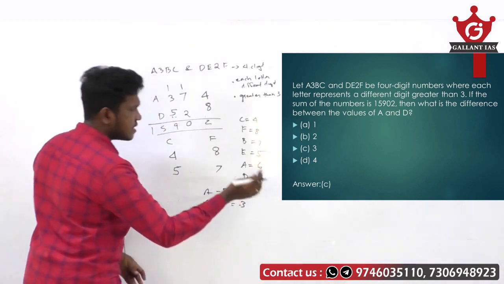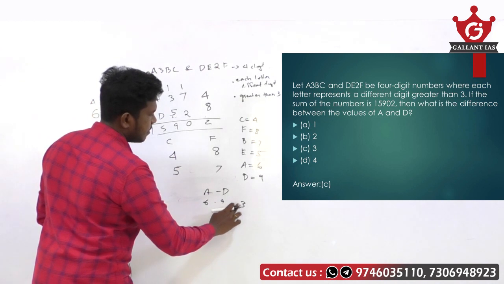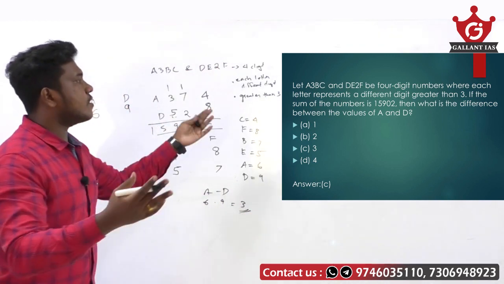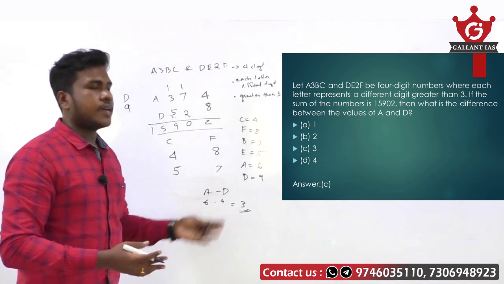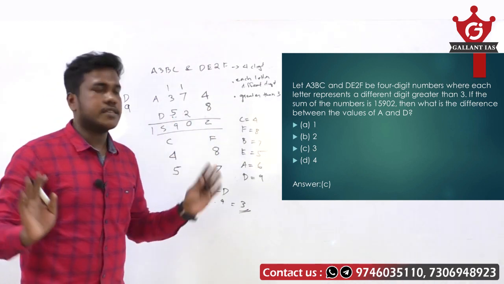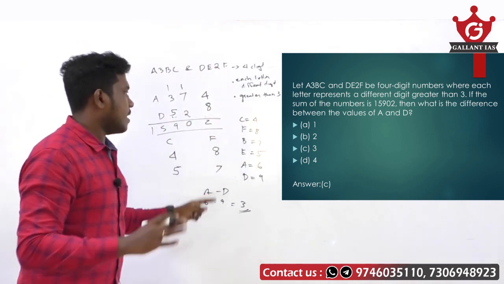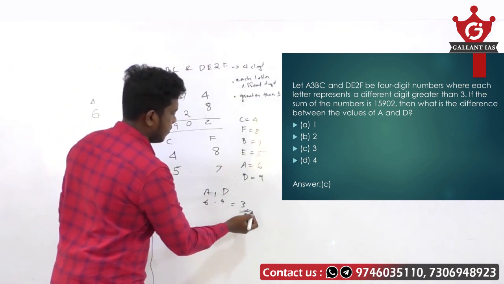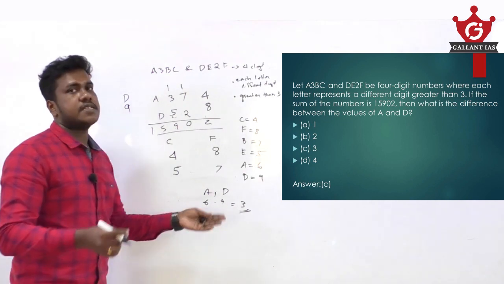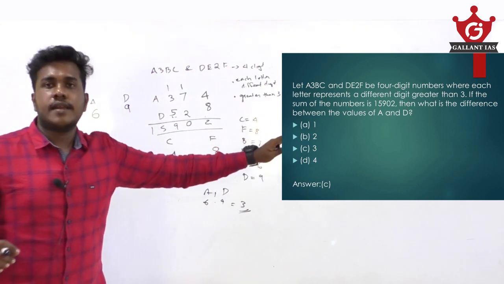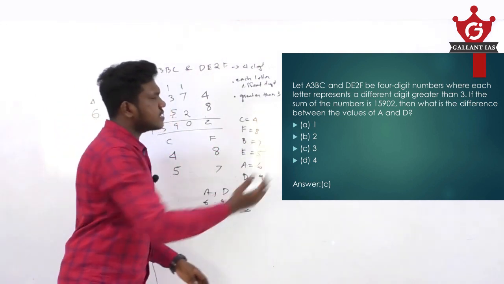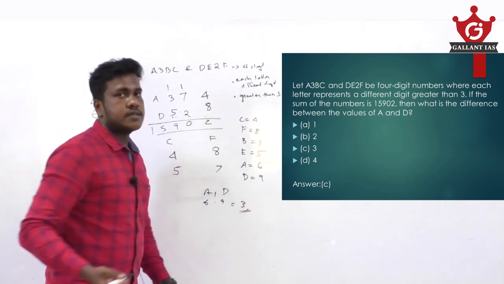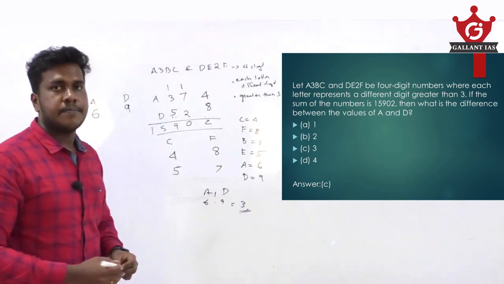Minus 3, just neglect that negative sign. So their difference, they just ask, we don't know which value is greater, A or D. They just ask the difference between A and D. So the difference between A and D is nothing but 3. That means 9 minus 6 or 6 minus 9, you will be getting a negative sign. Just neglect that negative sign. They asked only the difference, not the specific value. So it is 3. So the difference between A and D is 3.